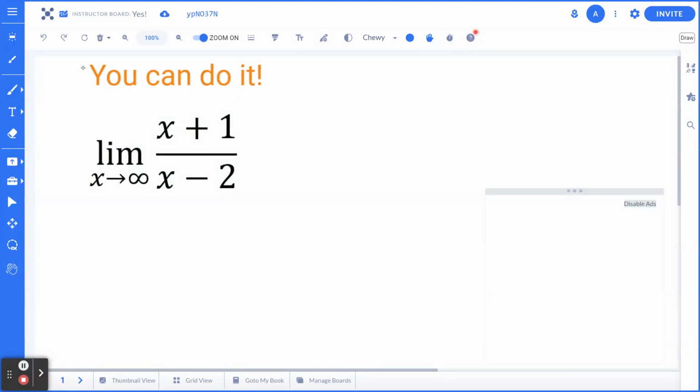Hi everyone. Let's take a look at the following limit. Find the limit of x plus 1 divided by x minus 2 as x is approaching infinity.